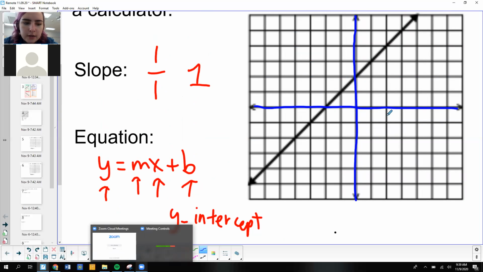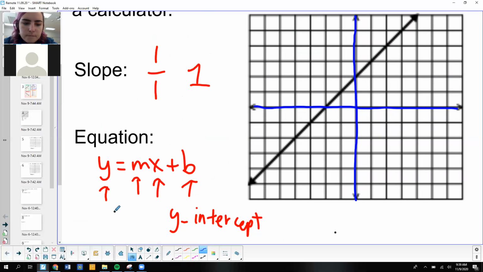So where does the line intersect the y-axis? Write it in the chat. Where does this line intersect the y-axis? Remember, this one right here is the y-axis. So at what point does it intersect? If you don't remember, that's okay. I'm just seeing if anybody remembered. We talked about this a little bit last week. All right, it's looking like we kind of forgot, which is okay.